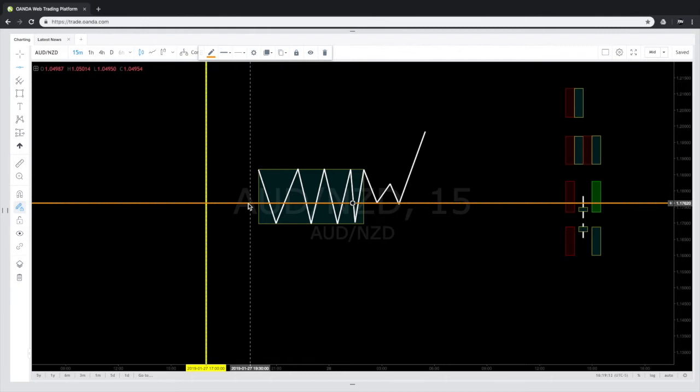So type 3 basically forms in the middle of the Asian range. Type 3s are the ones that we see the least of, but it's very important that you know that they do exist, so you know what you're looking for.